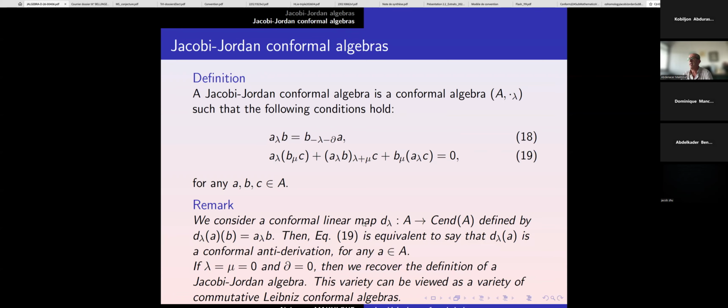And of course, if we forget about the symmetry, or the conformal symmetry, this is a Leibniz conformal algebra, or if you add the symmetry, then it becomes just a commutative Leibniz conformal algebra.